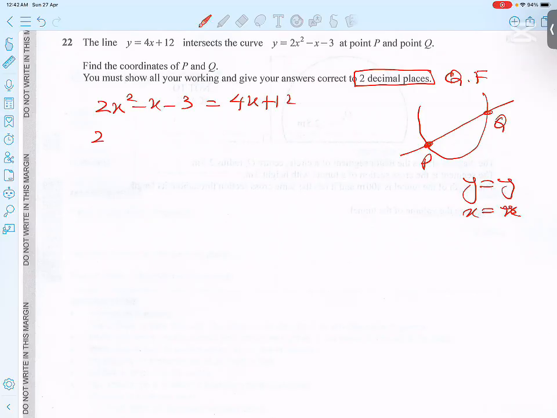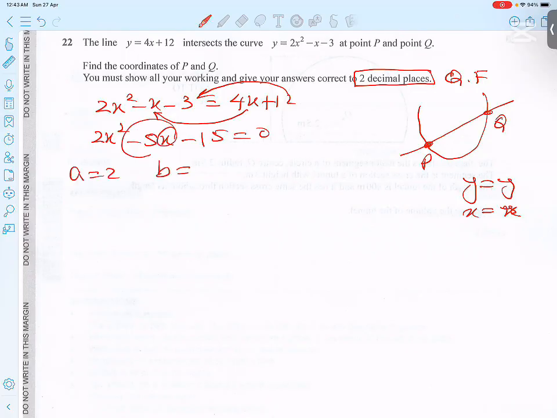So this 2x squared we could copy. The 4x will go this side. So negative x and negative 4x will give us negative 5x. This comes this side: negative 3, negative 12, negative 15. So I hope the quadratic equation is very clear. Now, what is the value of A? 2. The B value is beside the x, including sign. Don't forget the sign of B. And this negative 15 is C.